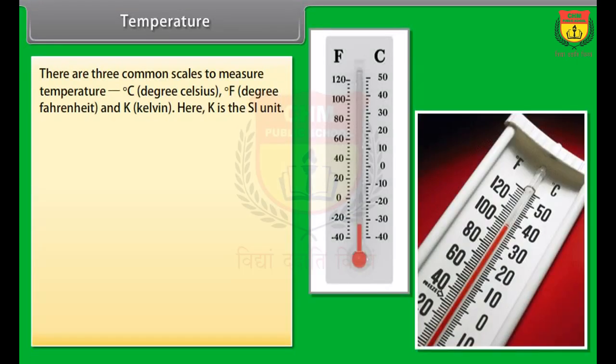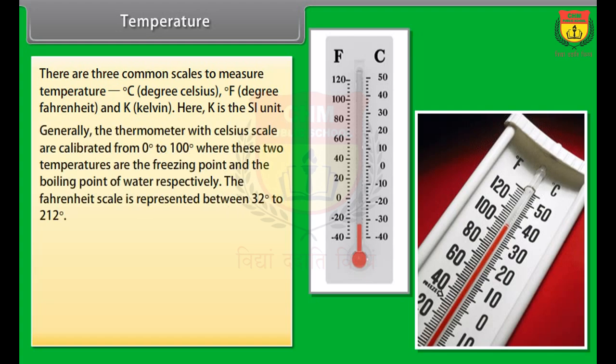Temperature. There are 3 common scales to measure temperature: degree Celsius, degree Fahrenheit, and Kelvin. Here K is the SI unit. Generally, thermometers with the Celsius scale are calibrated from 0 degree Celsius to 100 degrees, where these two temperatures are the freezing point and the boiling point of water respectively.